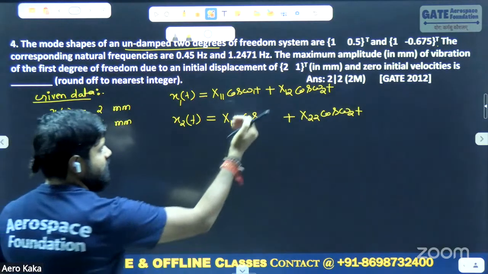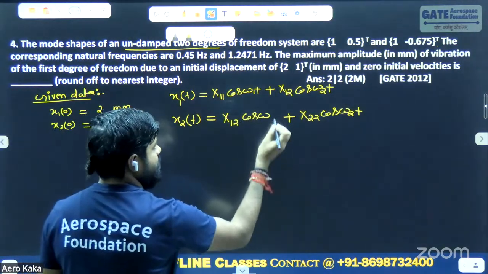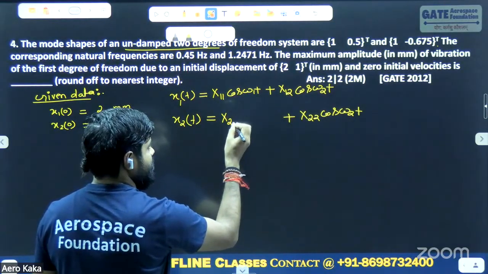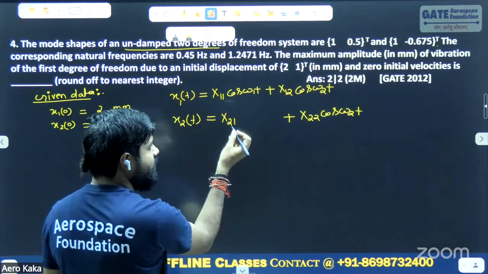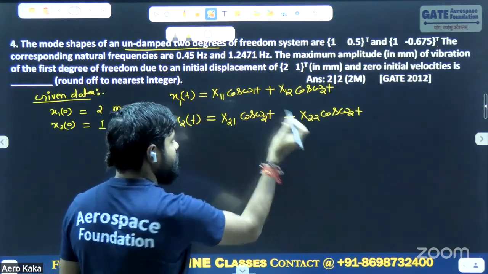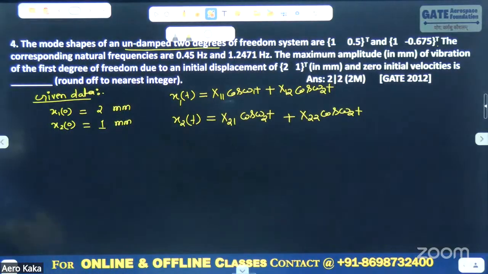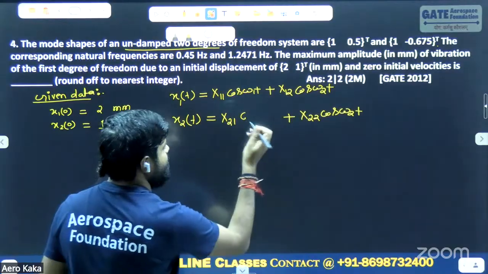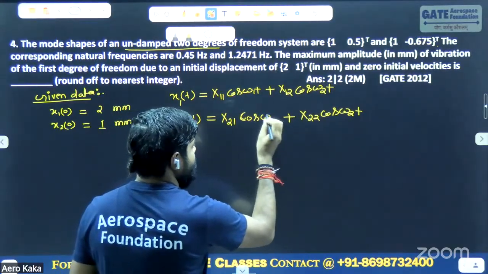cos omega 1t. It should be x21, no? If I'm not wrong. Yes, sir. Please verify. Sir, since omega 1... Yeah, extremely sorry. cos omega 1 t.